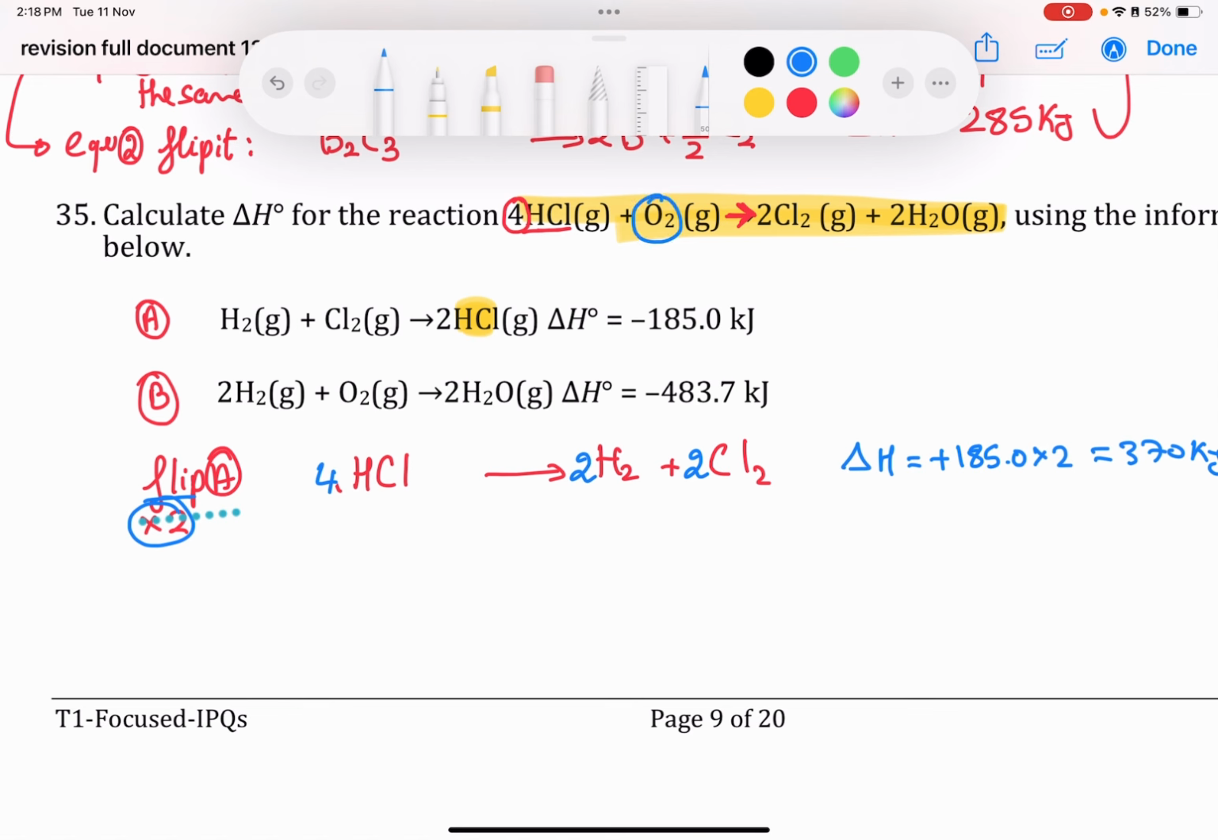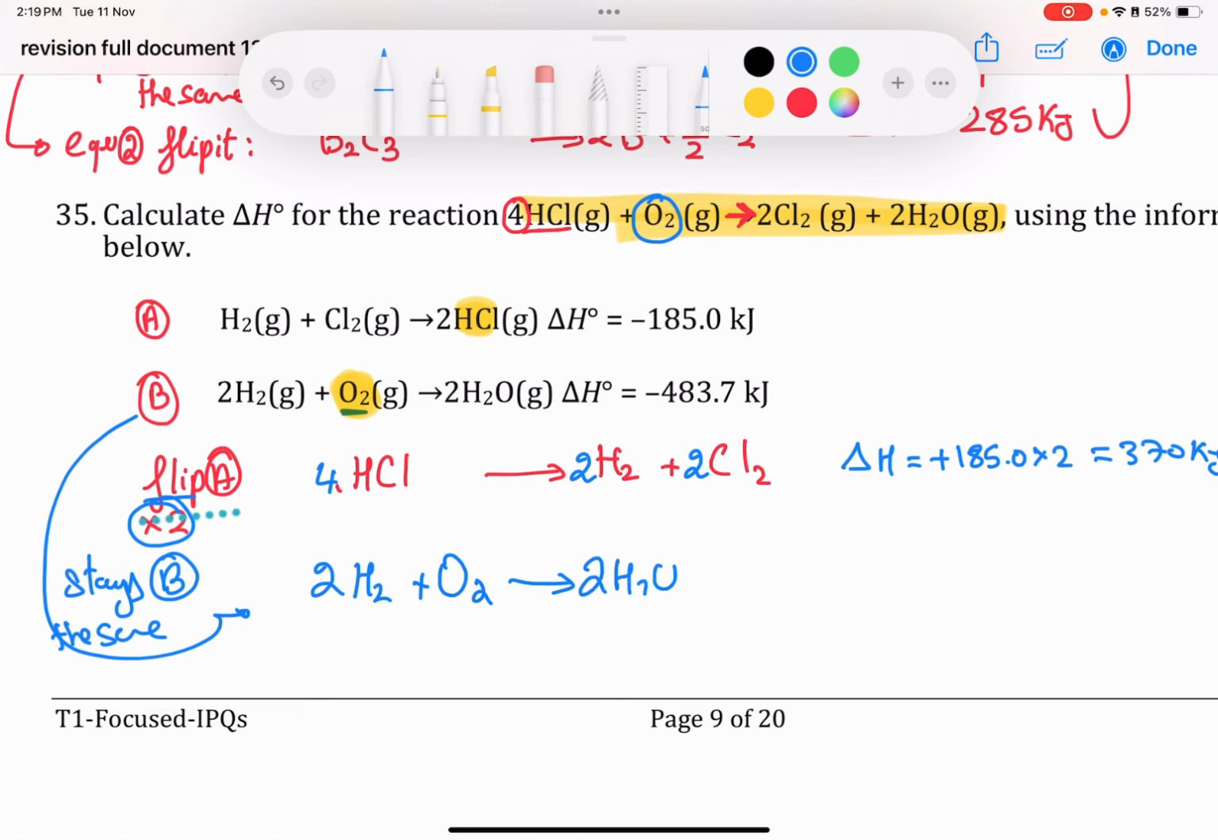Let's move on. Oxygen, O2. Where do I find it? I find it in A. It's right here. That's O2. And it's in the right position as a reactant, and there's no need to multiply it by anything. So B stays the same. Now, because B stays the same, you still have to write it, because that's a part of your answer. So 2H2 plus O2 gives 2H2O. And I didn't do anything to this, so this remains the same.